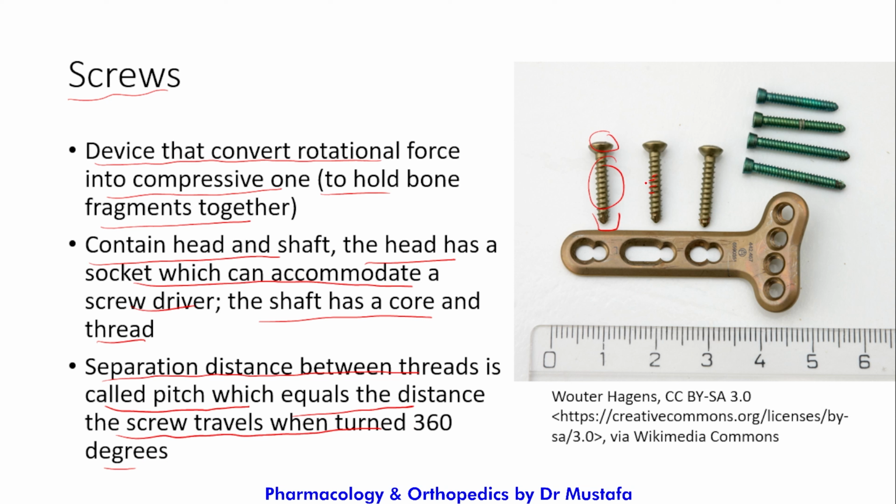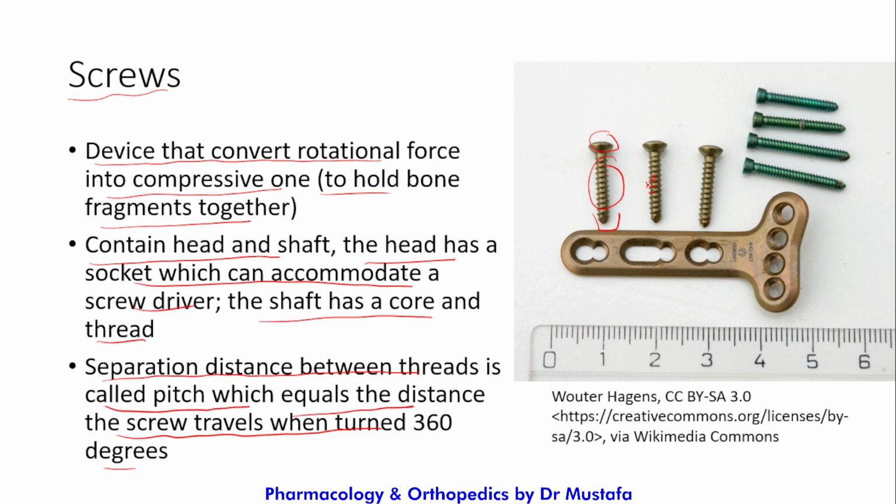So the distance between the threads, being this distance, is called the pitch, and when you turn the screwdriver 360 degrees, it moves by about this space. We have a lot of different types of screws. According to the shape, we have the cortical screws and the cancellous screws. The cortical screws have a small diameter and pitch suitable for stabilizing the dense cortical bones.